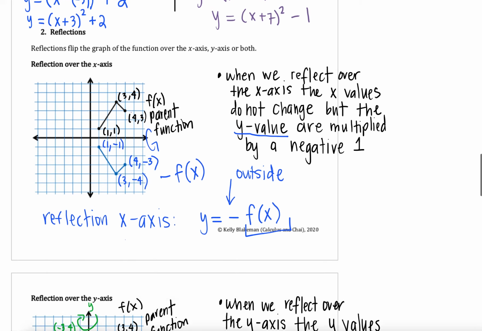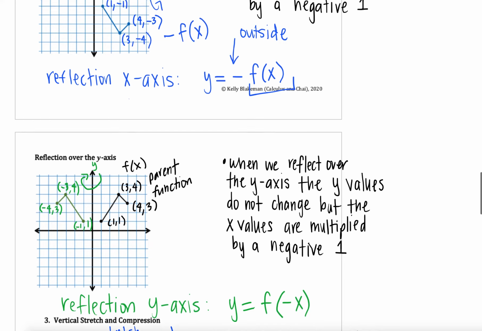Let's look at our other reflection. So if we reflect over the y-axis, instead of flipping this graph upside down, I'm now flipping this graph over. So I took the same parent function graph here, and I've now flipped it over the y-axis. When we reflect over the y-axis, the y values do not change, but the x values this time are the ones that are being multiplied by a -1. And so we can see on all of our coordinates that all of the x coordinates have now become negative. Since this is affecting the x values this time, the negative that gets multiplied is happening inside that function.